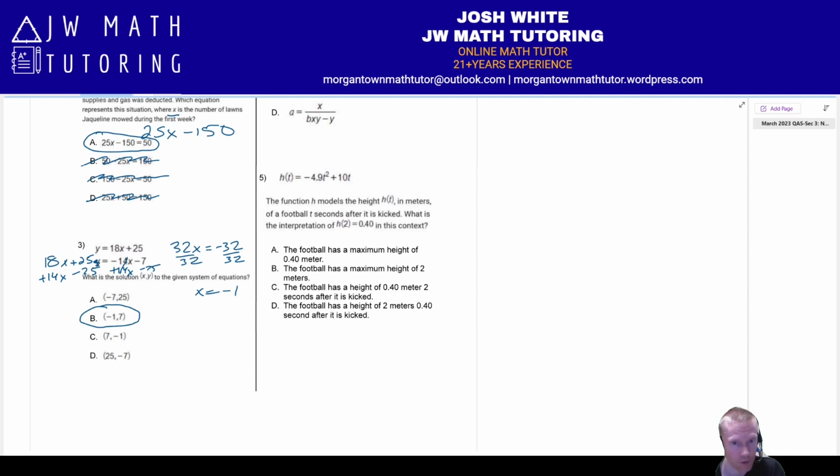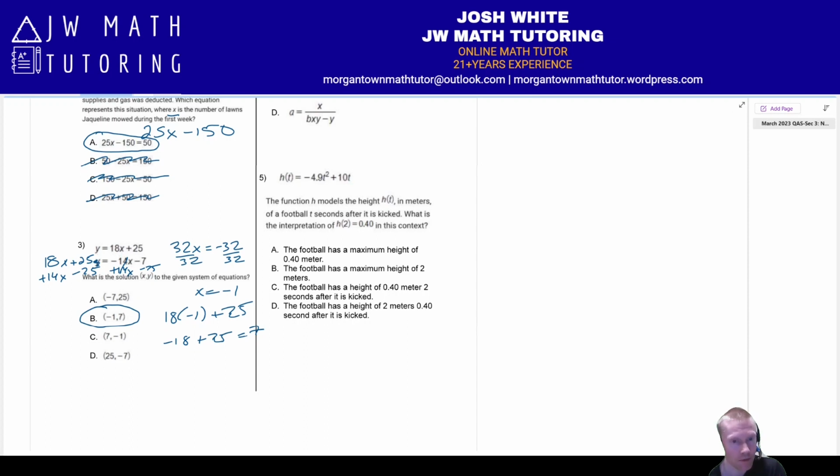Now, you can easily see if you plug in -1 for x, say, into the top one, 18 times -1 plus 25 is just going to be -18 plus 25, and that will just equal 7. Okay, so that confirms -1, 7 is the correct answer.